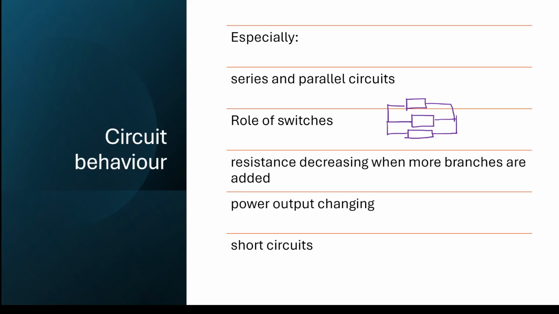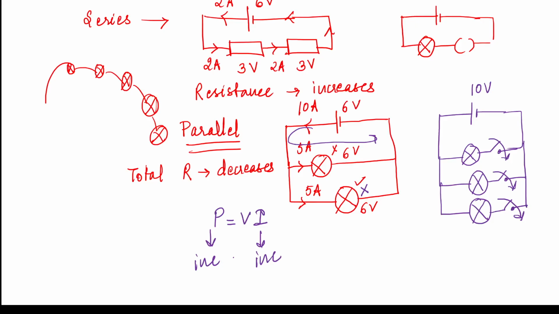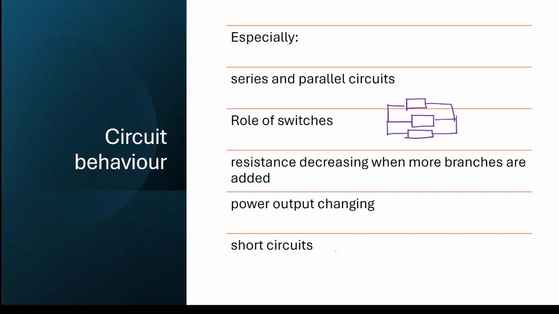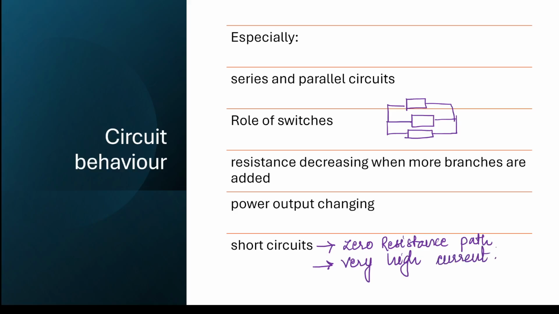Short circuits. Now, what is the meaning of a short circuit? A short circuit means that the current would have a very low resistance path. Short circuit means almost zero resistance path. If it's a zero resistance path, the current would be very high. So that's the meaning of short circuit. Short circuits are very dangerous because the currents are very high.